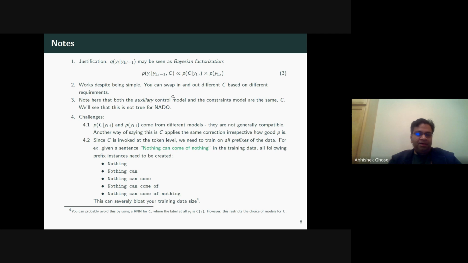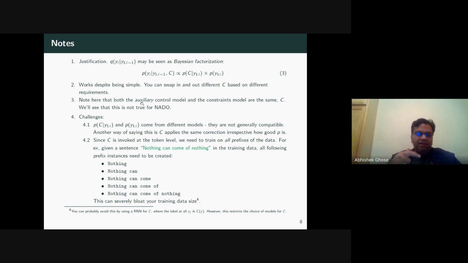And this is, by the way, where the word future comes from in the name. That's because you have your base language model trained on some loss function, right? You don't know what constraints will be applied in the future, but nevertheless, you can still adapt the language model without retraining, even if you build a new constraint C in the future, by just doing this kind of adjustment to the probability distribution, right?